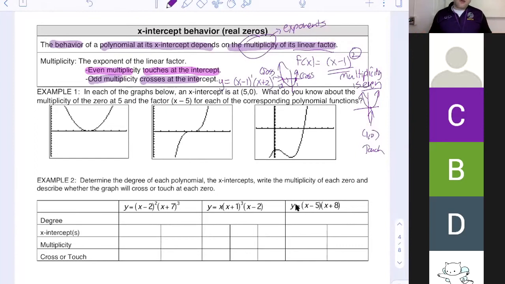Now we're going to go beyond quadratics. We're going to look at polynomials that have degree 5, degree 6, degree 7. But our knowledge of parabolas is going to be helpful here. Looking at the graphs below, an x-intercept is at (5, 0). What do you know about the multiplicity of the zero at 5 and the factor x minus 5 for each of the corresponding polynomial functions?